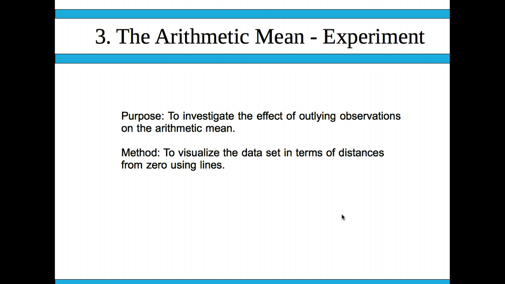Okay, our experiment. The purpose of our experiment is to investigate the effect of outlying observations on the arithmetic mean. Okay, that's our purpose, that's our problem. The method. Well, we're going to visualize the data in terms of distances from zero using lines. Now, this is an idea I had, or somebody's probably done it before me, but I really like it because I like visualizing things. And what x values really are, are distances that an observation has from zero. So if you draw each observation's x value using lines, with distances from zero, you can get a really neat way of describing data sets using them as distances.